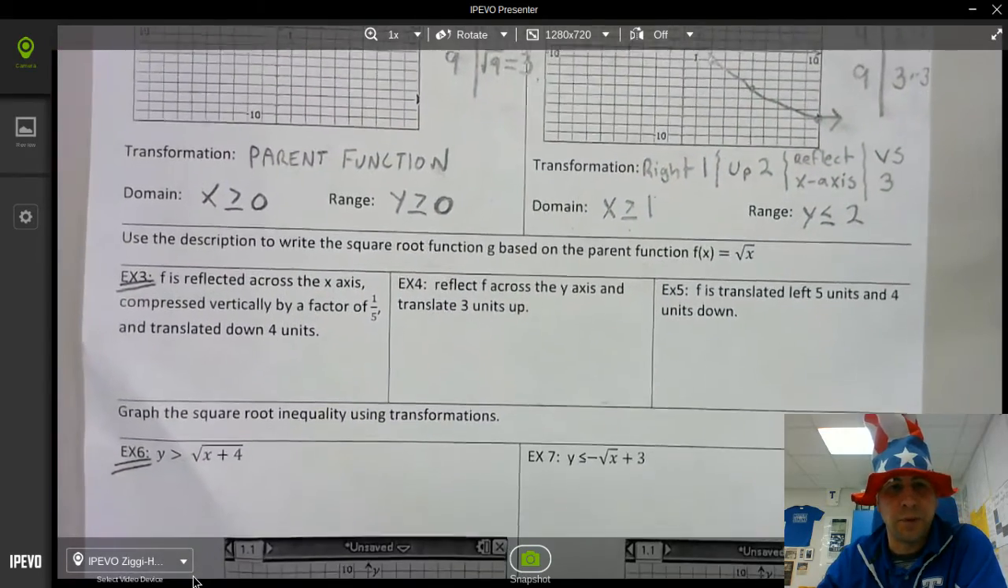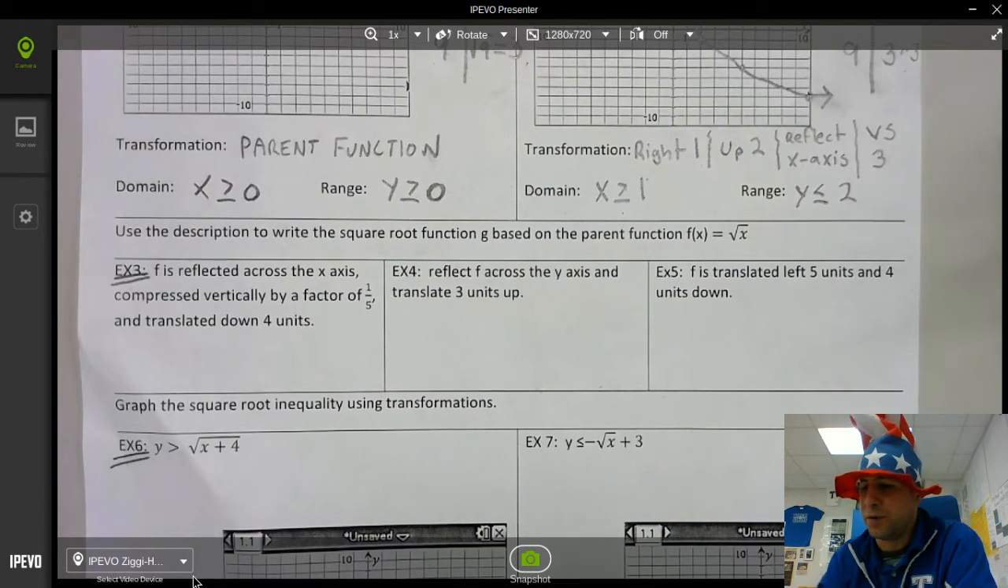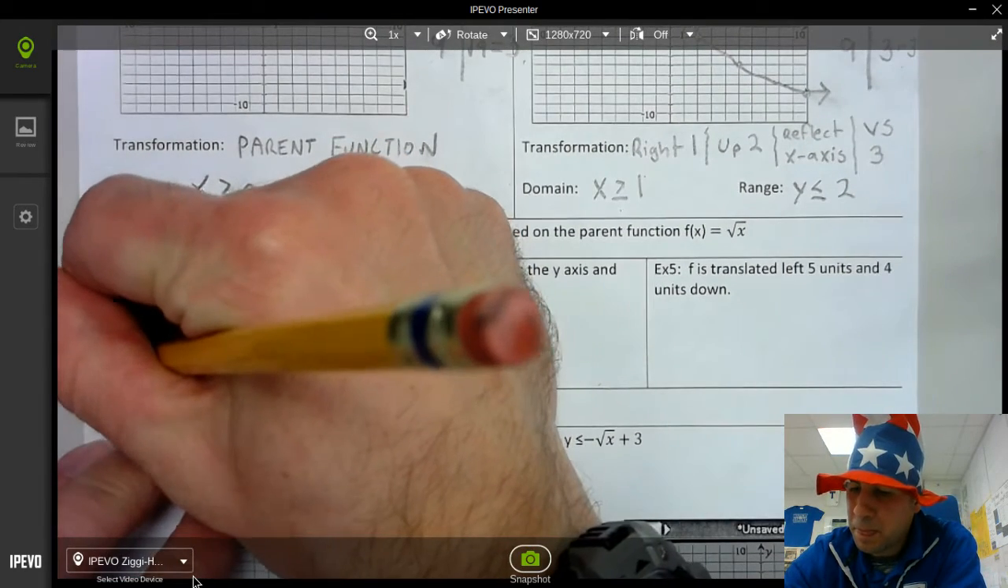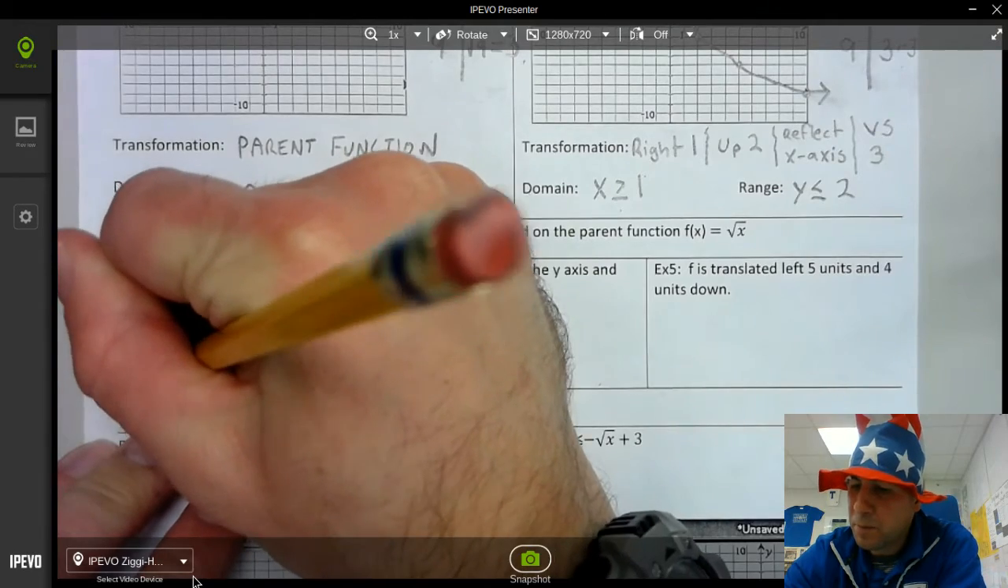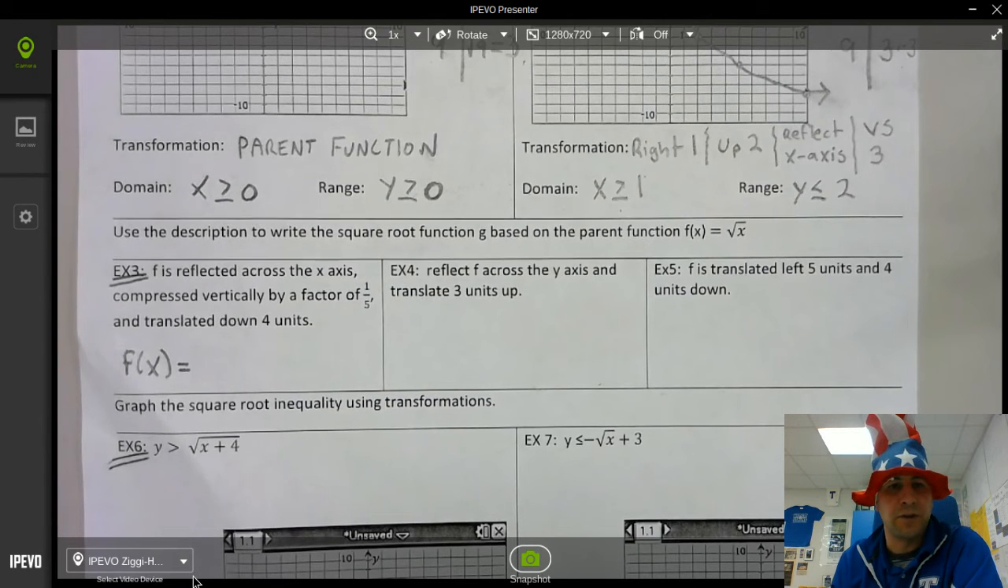Let's look at example 3. Use a description to write the square root function g based on the parent function f of x equals the square root of x. It says f is reflected across the x-axis, compressed vertically by a factor of 1/5, and translated down 4 units. So what I'd like you to do is pause the video, and try to write the function with these transformations.